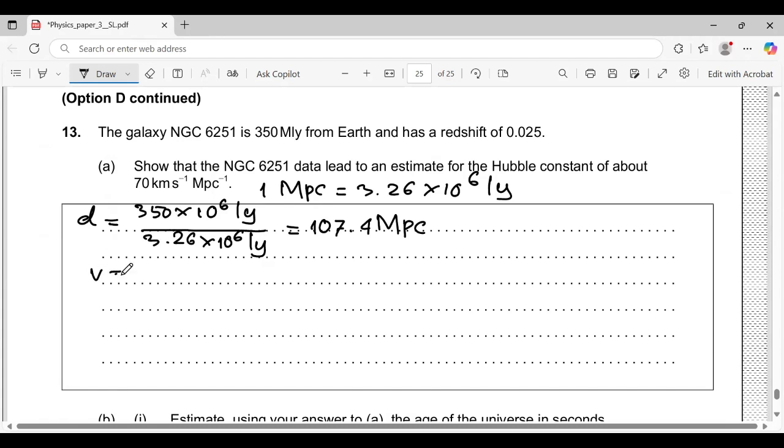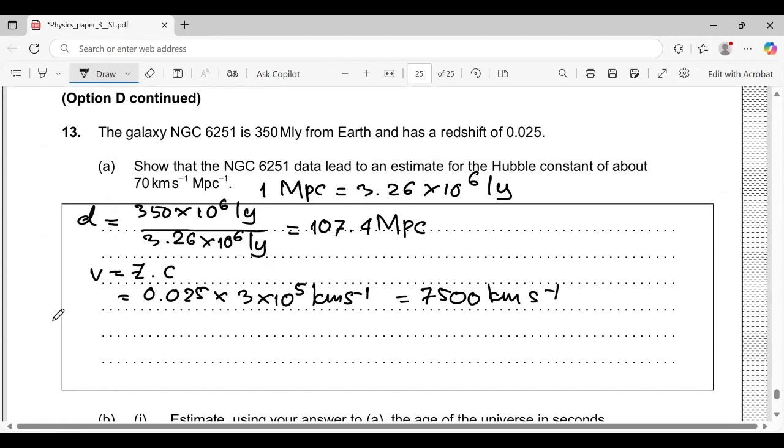And then after that, estimate the recessional velocity using the redshift. So v equals z times c, which is 0.025 times 3 times 10 to the power 5 kilometers per second. In meters per second this is 10 to the power 8, but I have converted it to kilometers per second, so this is 10 to the power 5. If you calculate, the result is 7,500 kilometers per second.